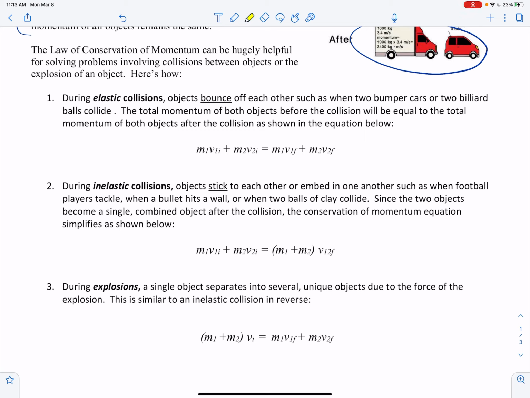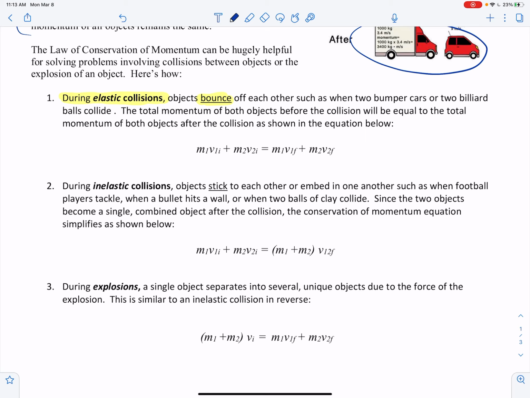In the first one, it's called an elastic collision. During elastic collisions, objects bounce off of each other. So when you think of elastic, think of bouncing. Objects bounce off each other, such as when 2 bumper cars or 2 billiard balls collide. The total momentum of both objects before the collision will be equal to the total momentum of both objects after the collision, like this. So we've got the mass and velocity of the first object before the collision.